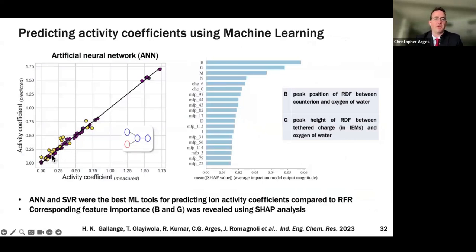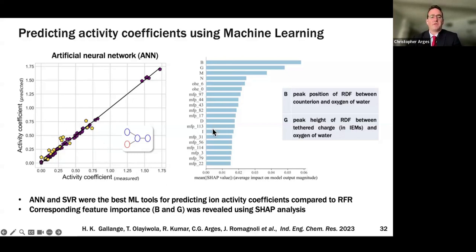I can't remember which color is which, but I think yellow might be the test data set and the purple might be the training data set. But the bottom line is this ANN is really effective for predicting these activity coefficients from what is measured and predicted. So again, you can dial in whatever membrane chemistry you want, use the Morgan fingerprints, then we relate what the MD simulation outputs would be from those structures, and we can relate those MD simulation outputs to the activity coefficient.